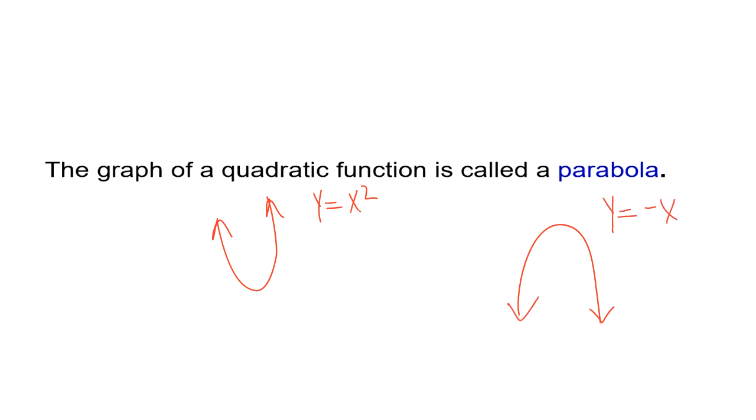So this is how it will look when the function is positive. The parabola opens up, and when there's a negative in front of your parent function, your parabola opens down.